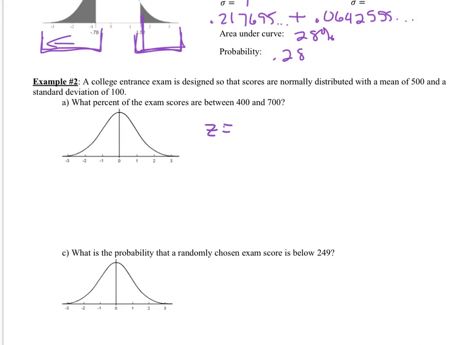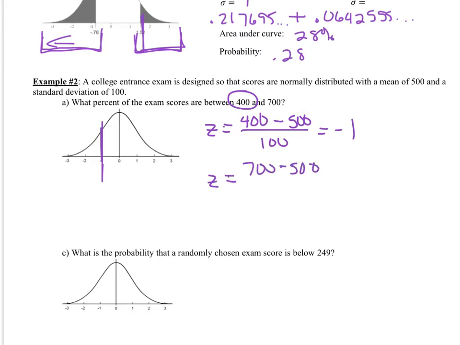So we want the lower bound to be 400. So 400 is our data value, and we divide by 100, and we get -1. So that would be our lower bound here. The other one would be 700. The z-score is 700 minus 500, just using your formula from yesterday. And this would be a +2, so this is our upper bound, and we fill it in.